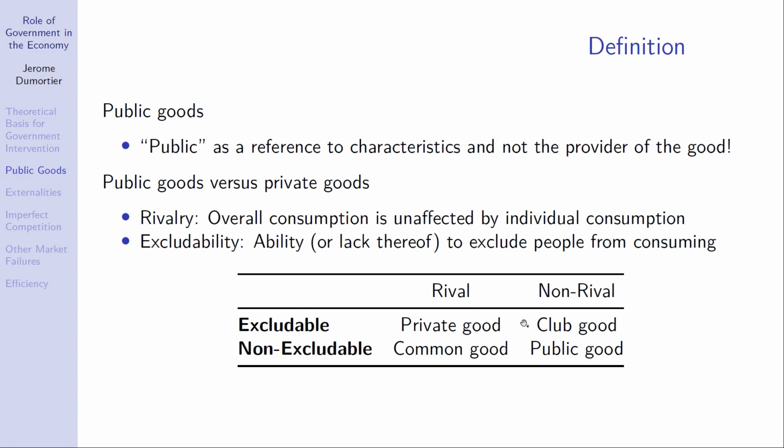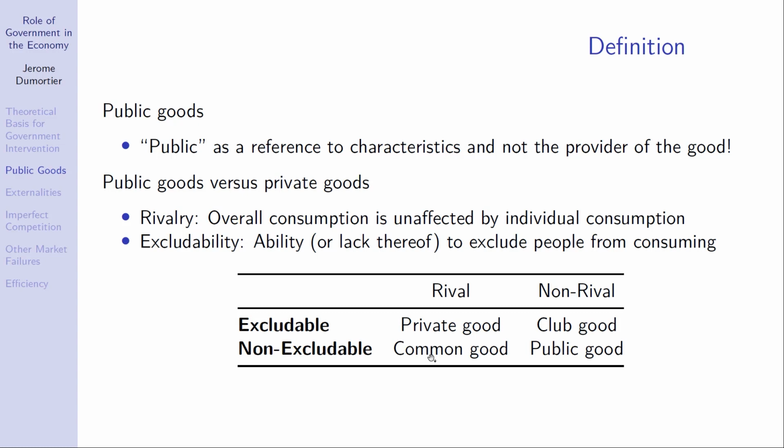Then, where it gets more difficult from a policy perspective, are common goods and public goods. Common goods are where you cannot exclude people from using the good, but consumption is rival. The prime example here is public grazing land. You can put your cattle or your livestock on the grazing land. Nobody can prevent this, but what your cattle eats, somebody else's cattle cannot eat. So here we have a rival consumption.